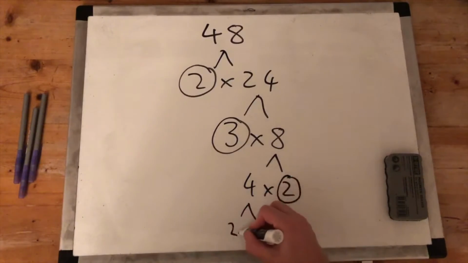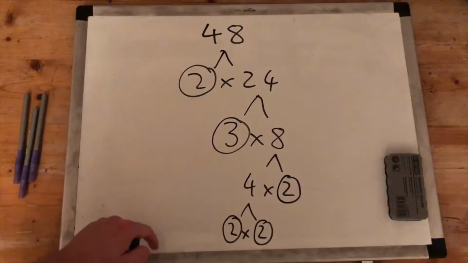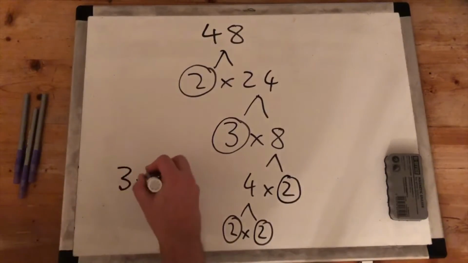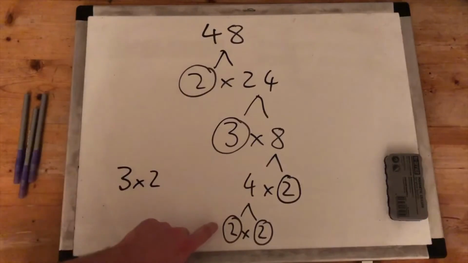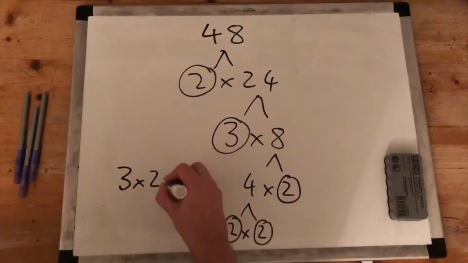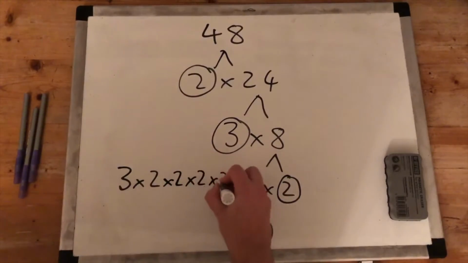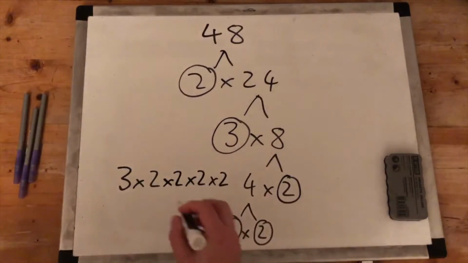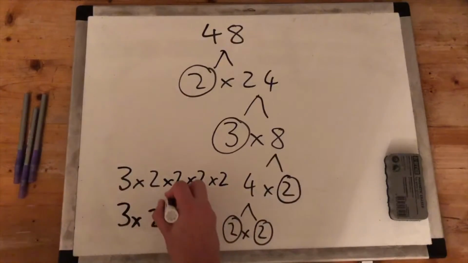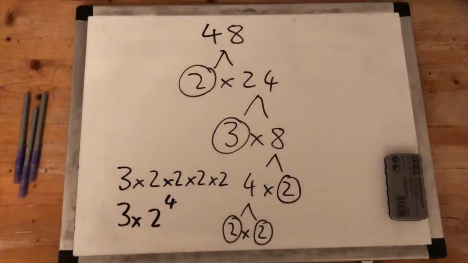4 is 2 times 2. So our final answer is going to be, well, we've got 1, 3 times 2 times 2 times 2 times 2. 1, 2, 3, 4 2s. And because I've got 1, 2, 3, 4 2s, I can do 3 times 2 to the power of 4.